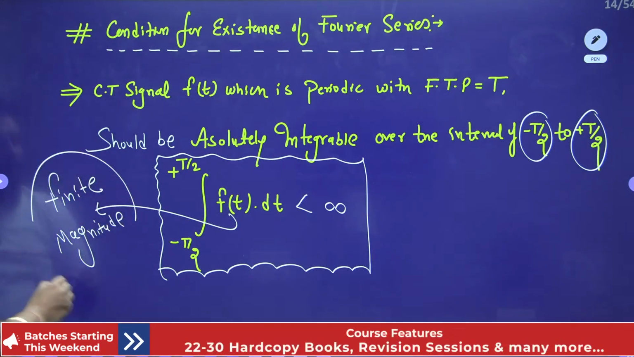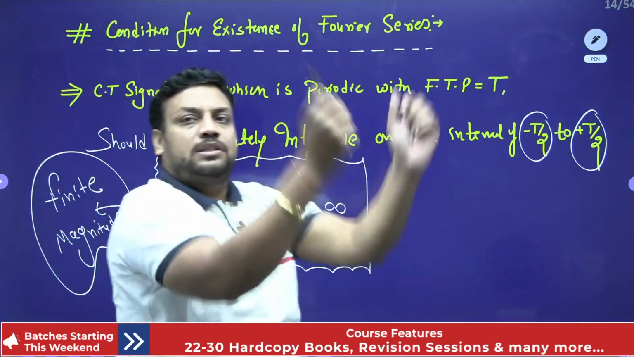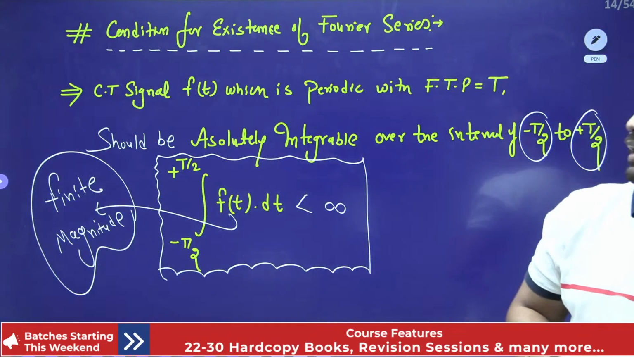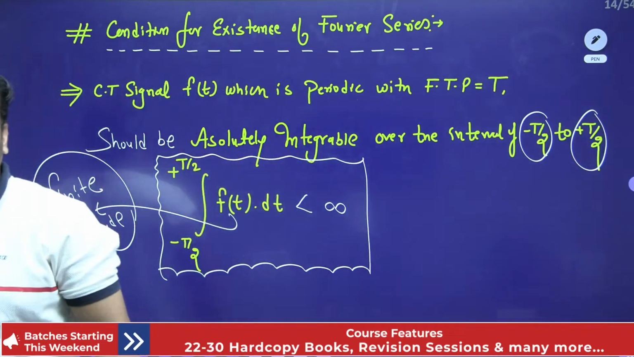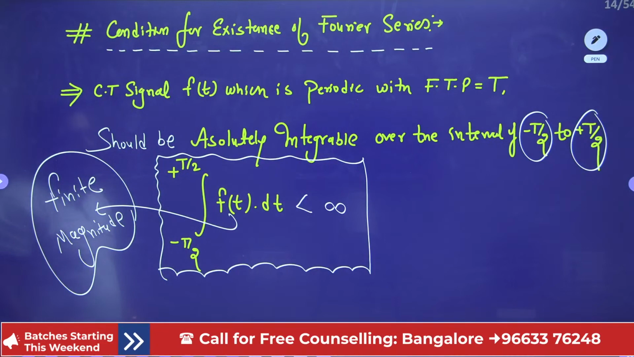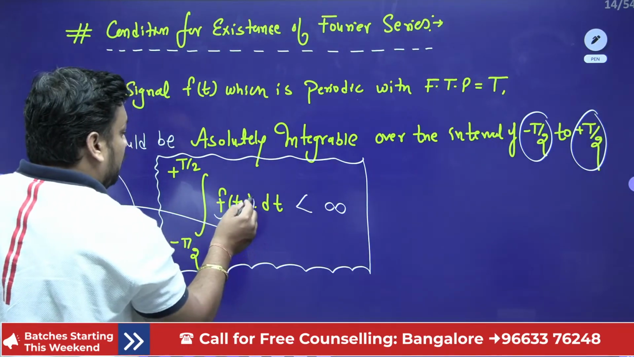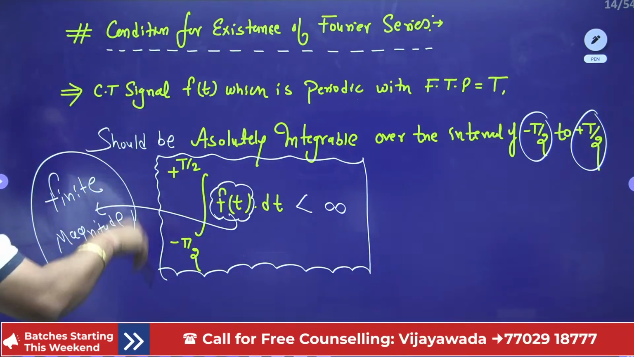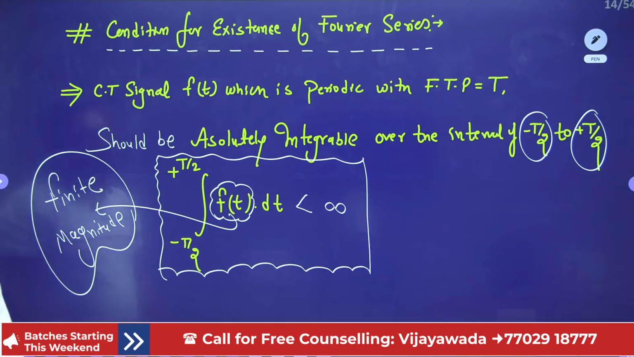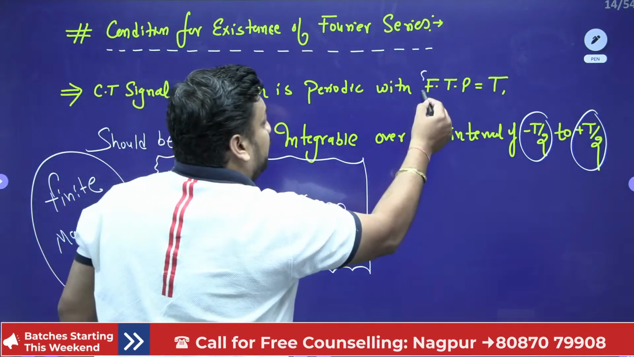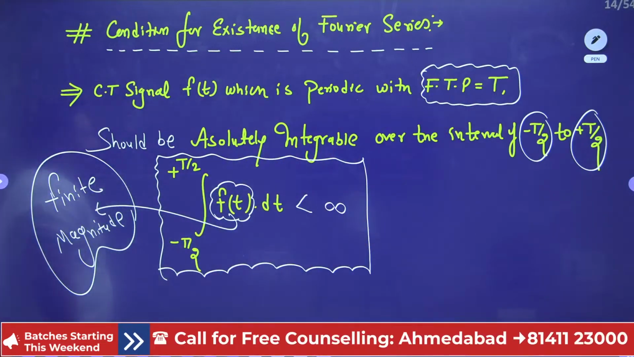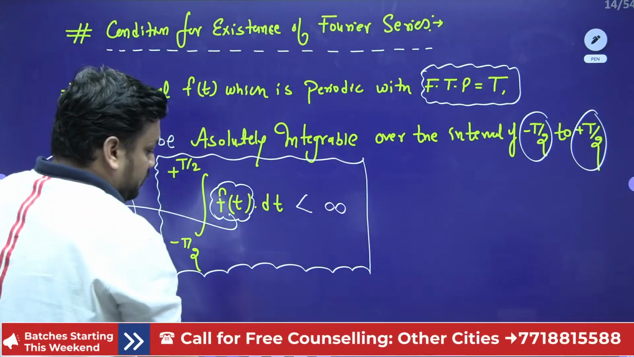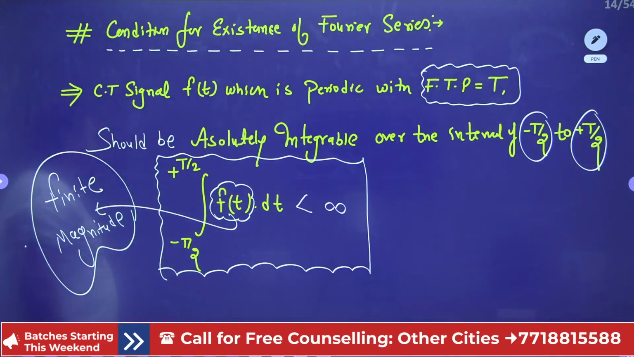I hope you are getting my point. So this is the first condition for existence of the Fourier series. The first condition is f(t) should be a bounded signal, absolutely integrable over the limit of minus T by 2 to T by 2, where the fundamental time period is capital T. Is this clear, bachcho? Shall we go for next? Yes or no?